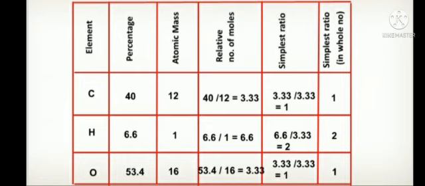In the first column, we have to place the name of the element which is given in the question. We have placed carbon, hydrogen and oxygen. Carbon with the symbol C, hydrogen with the symbol H, oxygen with the symbol O. The second column, we have to substitute the percentage which is given in the question. The carbon with 40%, hydrogen with 6.6%, the oxygen with 53.4%. In the third column, we have to substitute the atomic mass of the element. The carbon atomic mass is 12. Hydrogen, the atomic mass is 1. The oxygen, the atomic mass is 16.